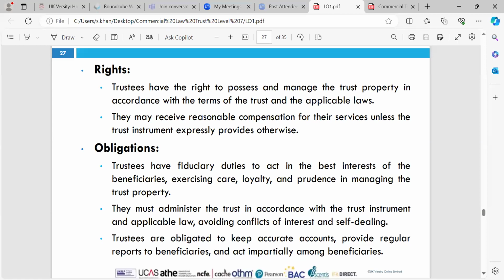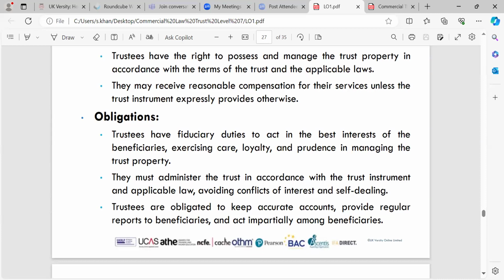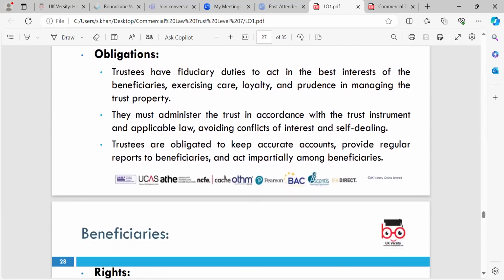The trustees have a fiduciary duty to act in the best interests of the beneficiaries, exercising care, loyalty and prudence in managing the trust property. They must administer the trust in accordance with the trust instrument and applicable law. So they must follow what the laws say in regards to their duties, avoiding any sort of conflicts of interest and self-dealing. Trustees are obligated to keep accurate accounts, provide regular reports to the beneficiaries, and act impartially among beneficiaries. So, you know, they can't take sides or be biased.